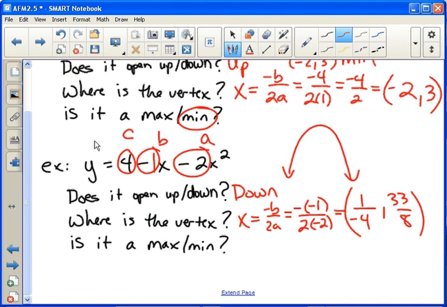The last question is, is it a maximum or a minimum? Well, again, if you just look at the picture, it should be very clear to you that this is a maximum. It's at the top of a parabola that's opening down.